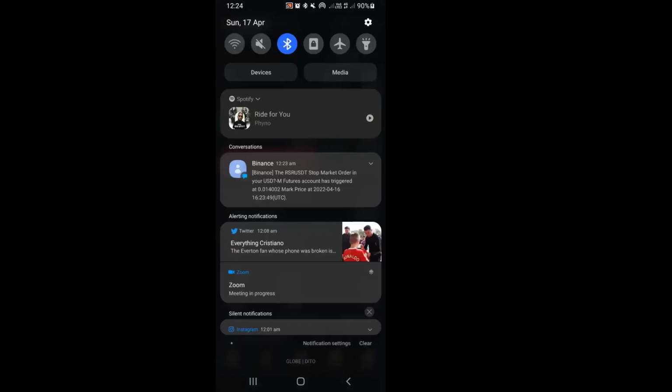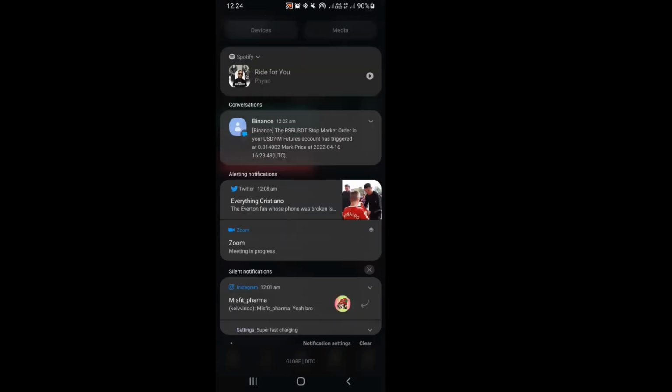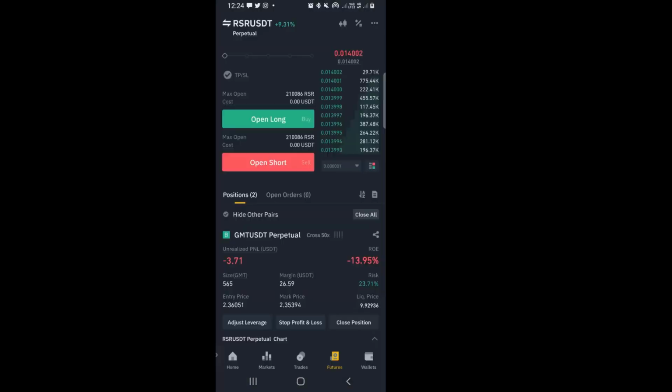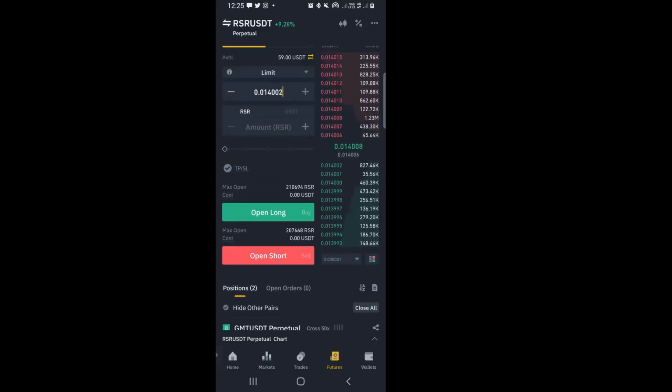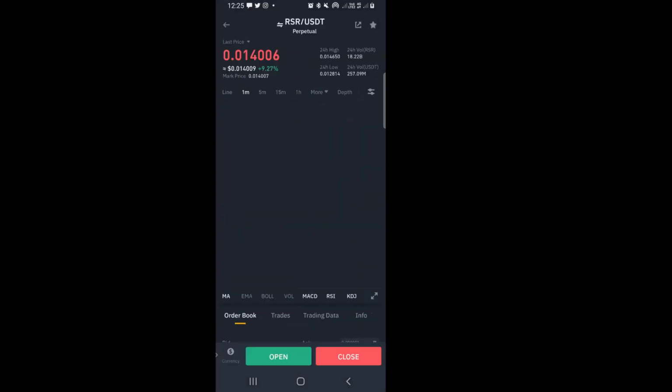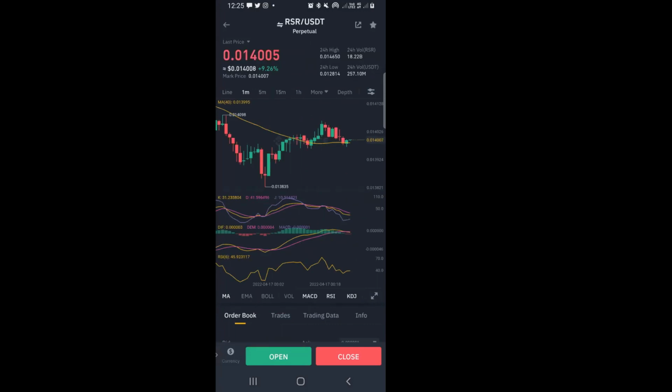You can see it was triggered. So that is the work of stop loss and take profit. So as I was saying, it came down, and though we have closed, we have made some profit.